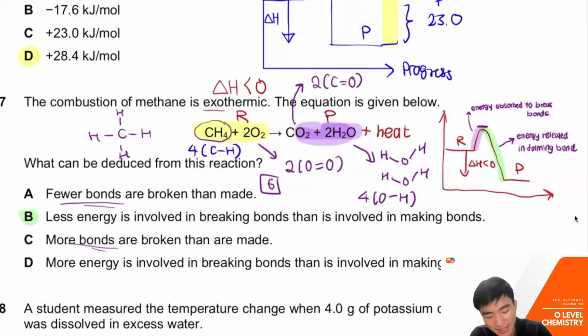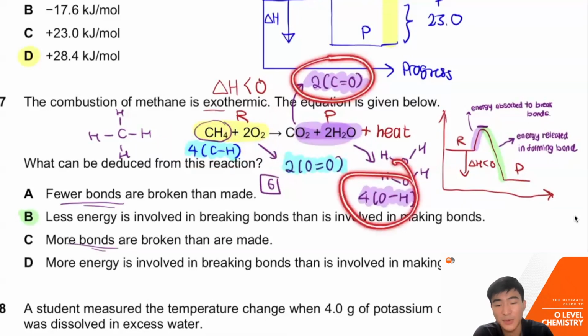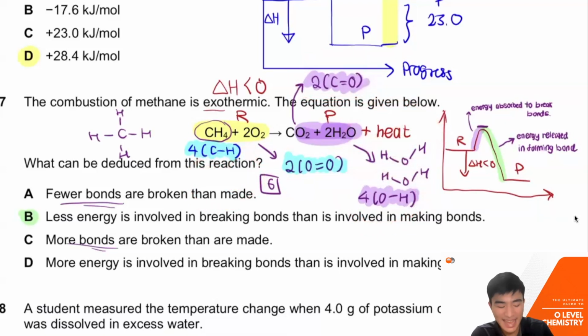So can you see over here that in the product, we are forming a total of 6 bonds. Can you see that in the reactant, we are breaking a total of 6 bonds also? So on the left-hand side, we have 6 bonds that are broken, 4 C-H bonds and 2 O=O bonds. And for the right-hand side, we have 2 C=O bonds and 4 O-H bonds. So the total number is still 6 bonds, right? On the left and on the right-hand side, both are 6. So hence A and C are out because they have the same number of bonds made and the same number of bonds broken.